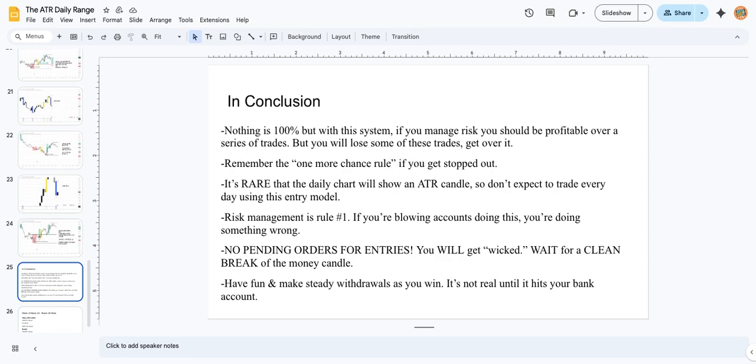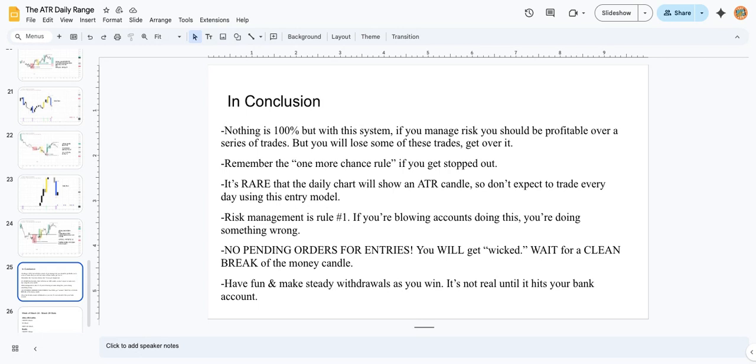All right. So it's rare. Keep in mind that this is rare, that you're going to see an ATR candle. So don't expect to trade every day using this entry model. There may be one week where you can get like one trading opportunity, but there may be another week where you'll get 5. But it's rare that a day exceeds its average true range. Okay. So like I said, don't expect to trade every day with this model. Risk management is always going to be rule number one. So if you're blowing accounts doing this method, you're doing something wrong.